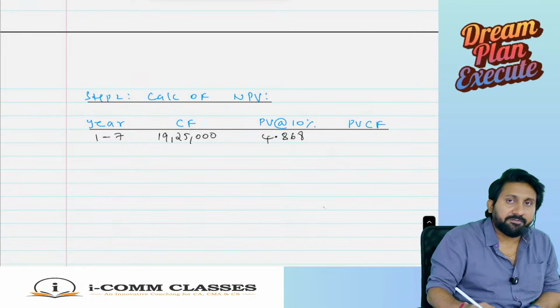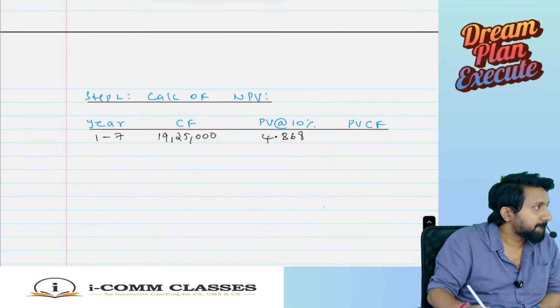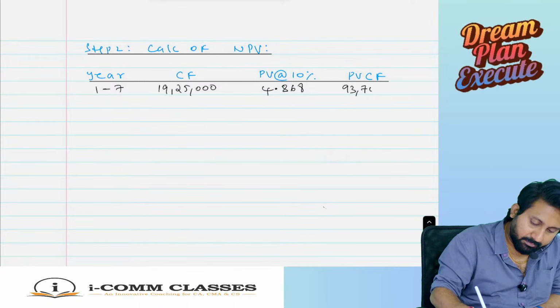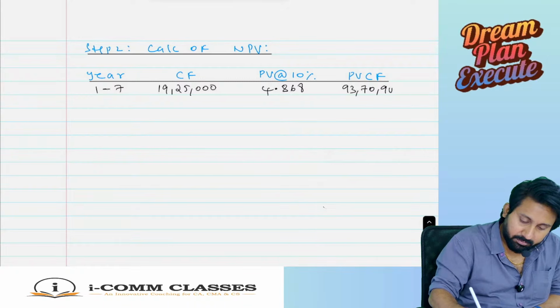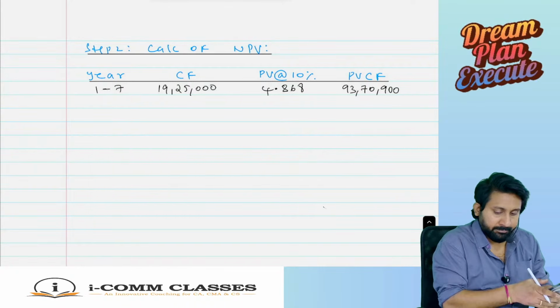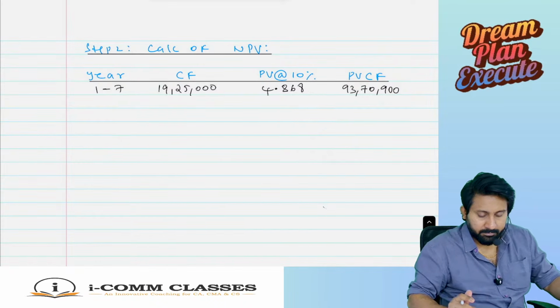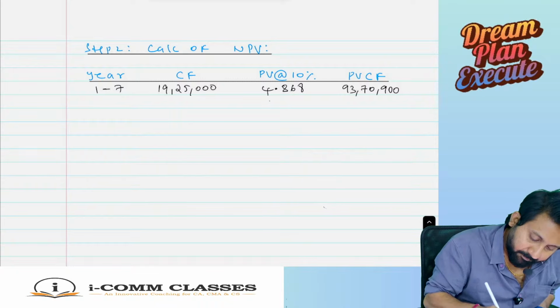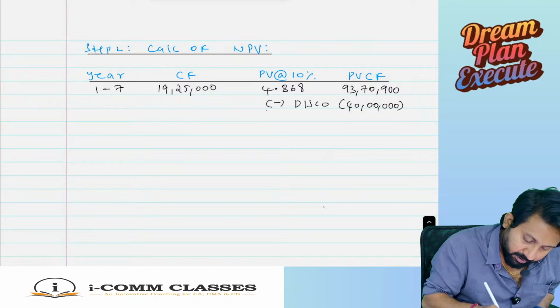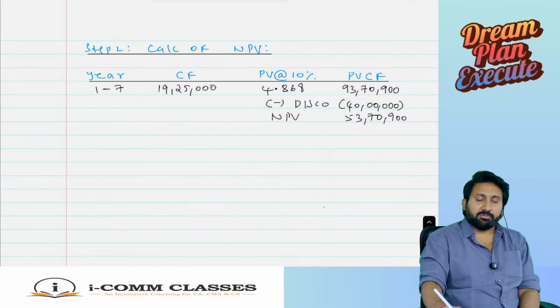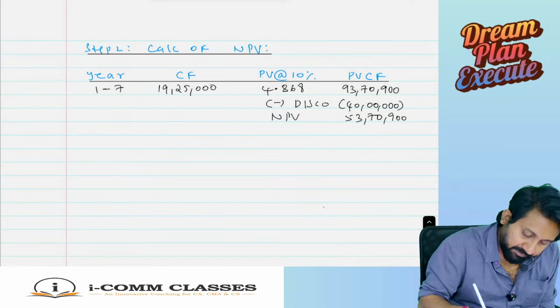Multiply that: 19,25,000 into 4.868. 93 lakh 70,000. Write down up to here. Okay, this is the discounted cash inflow. Minus discounted outflow. What is the cost of the machine? 40 lakh. So NPV is 53 lakh 70,900. Huge positive NPV is there.